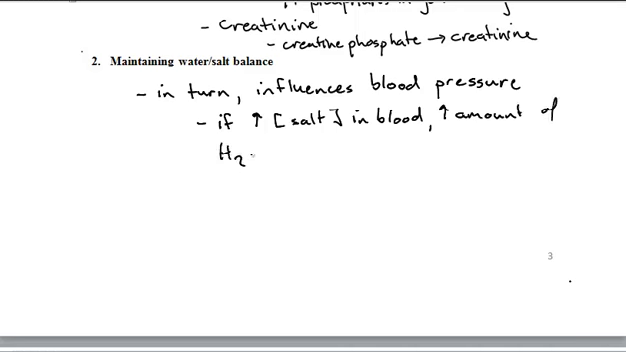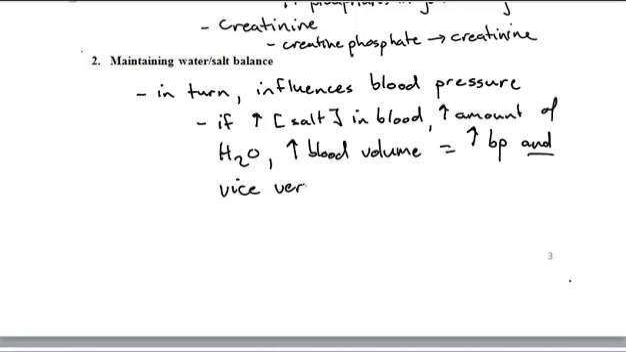If you increase the amount of water in your blood, what do you do to your blood volume? That's right, you increase blood volume. And what does that do to blood pressure? You said increase blood pressure. Excellent. And vice versa is true. So if you decrease them, the same will follow with blood pressure.